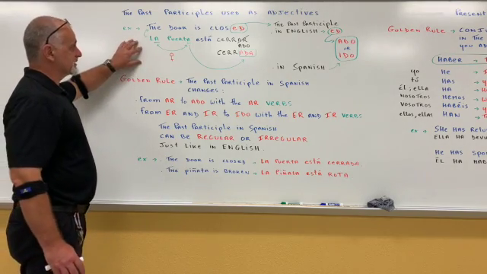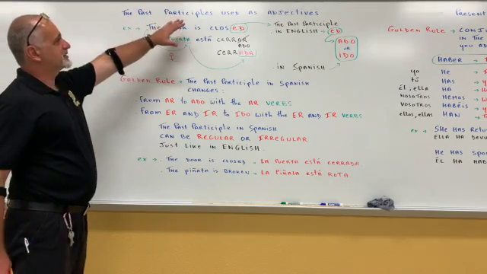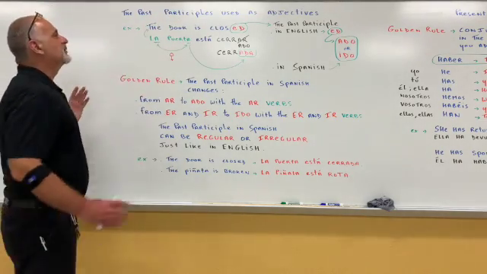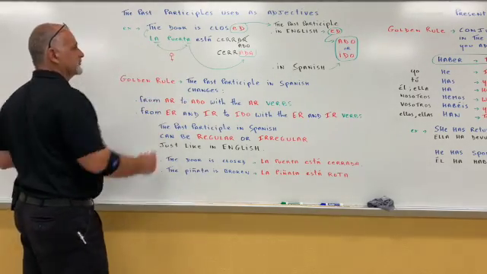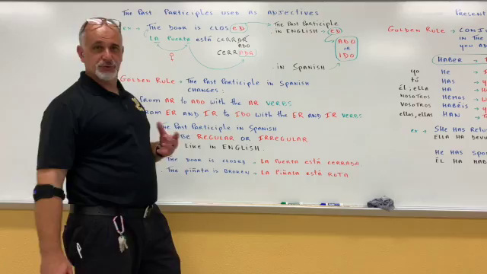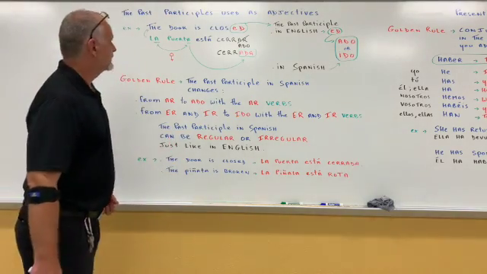Here I wrote down a sentence that pretty much sums it all up. When I talk about using the past participle as an adjective, let's look at the sentence and see what's happening here. First of all, I have a noun. The door is closed. So the door is the noun. What I want to know is what the gender of that noun is, okay?